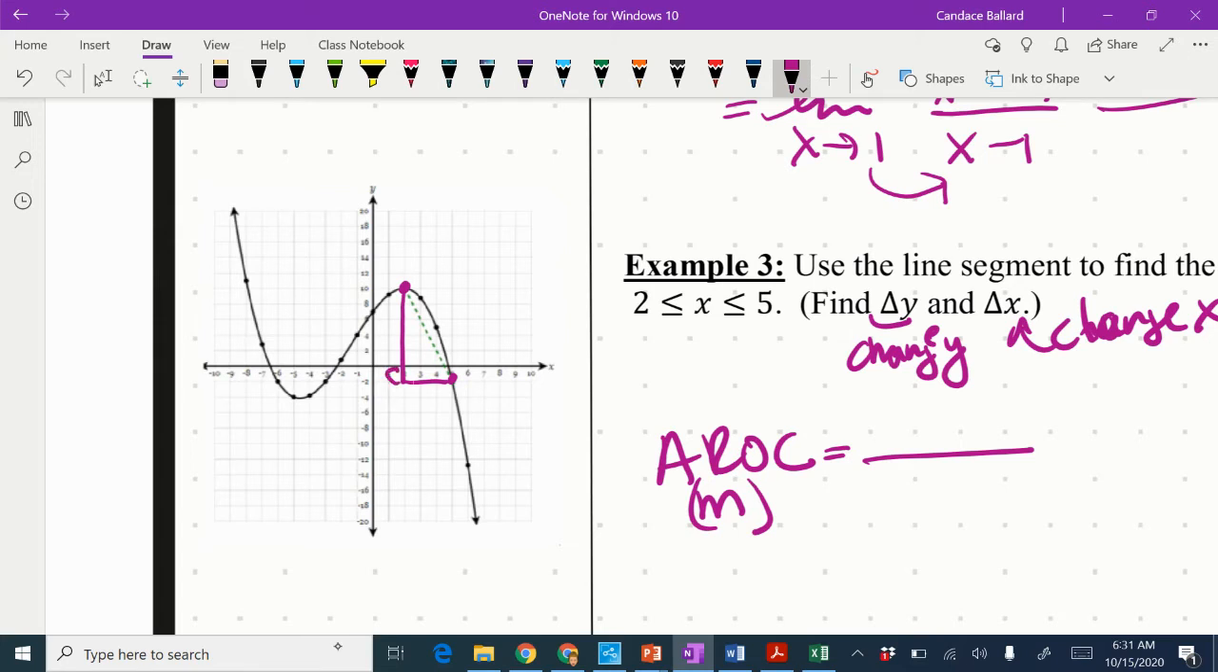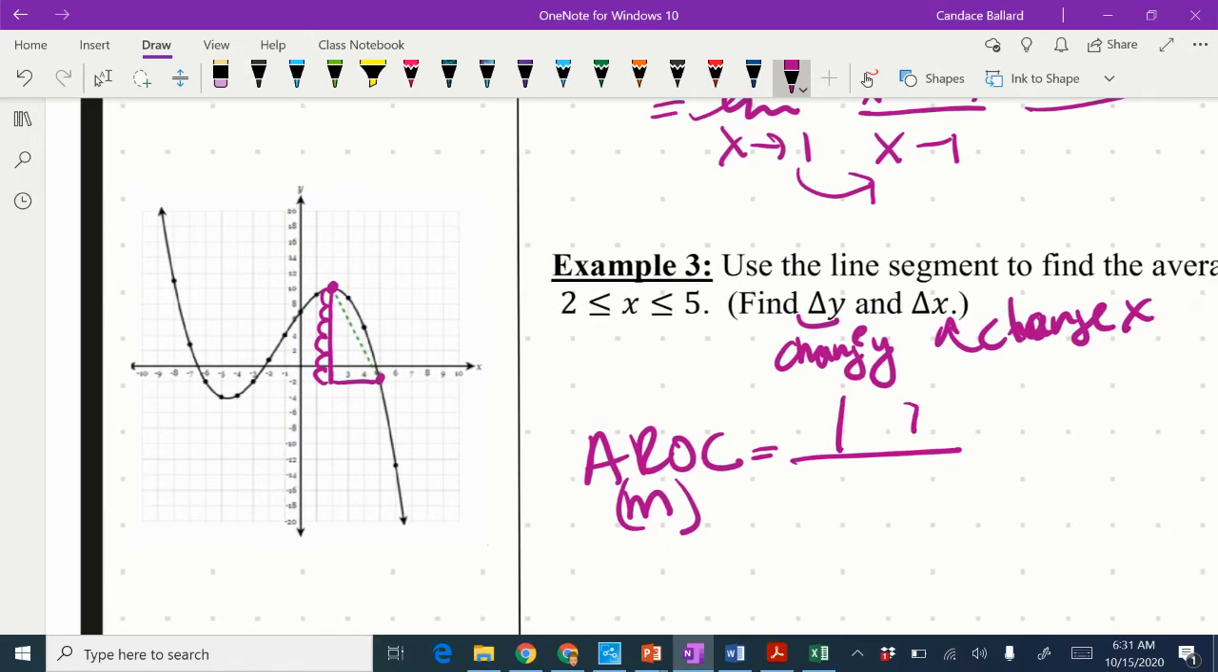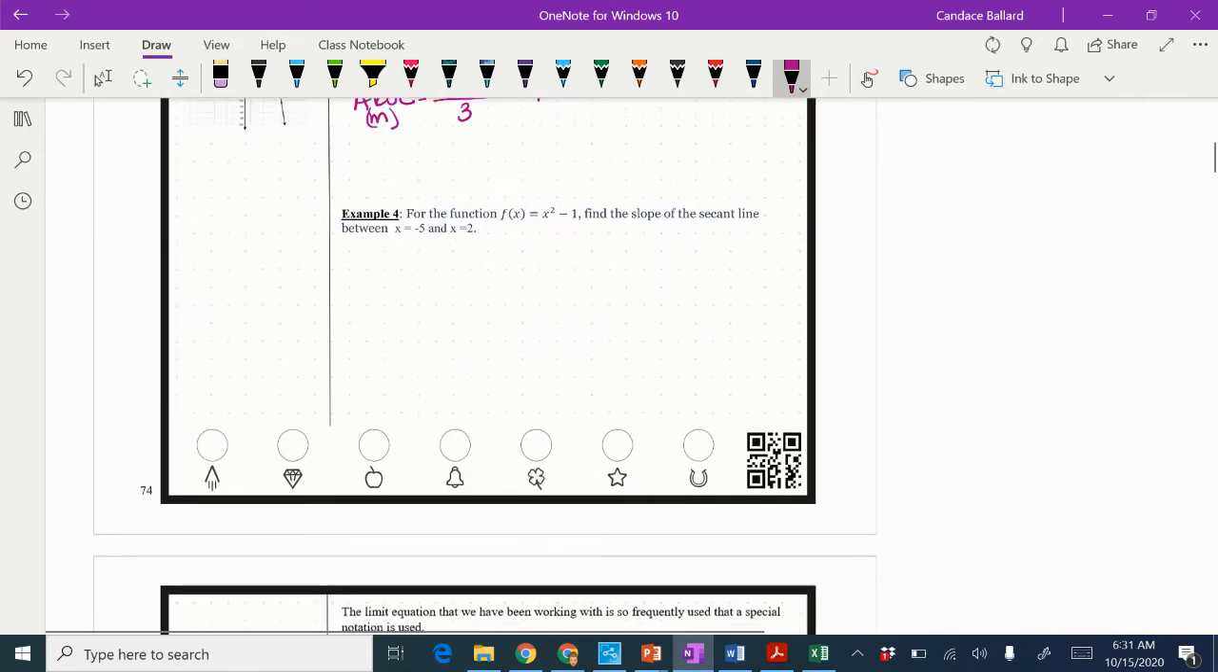So I'm going to go 2, 4, 6, 8, 10, 12. So I know that that's 12. And then I'm going to count this way, but remember this way is only in ones. 1, 2, 3. So it looks like that average rate of change, or that slope, is equal to 4.